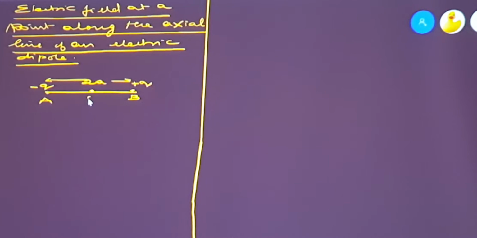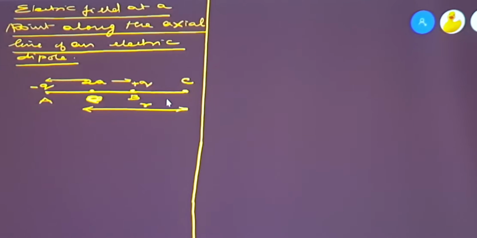Let us take a point at the center O called the origin. In your book that is given as C instead of O. Okay, let us consider the origin as O, and you extend the axial line. On that axial line you consider a point, which I have taken as C. From the center point, the point C is at a distance of R.